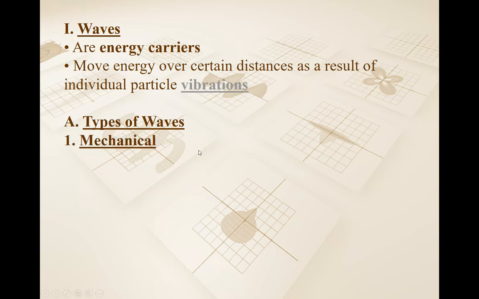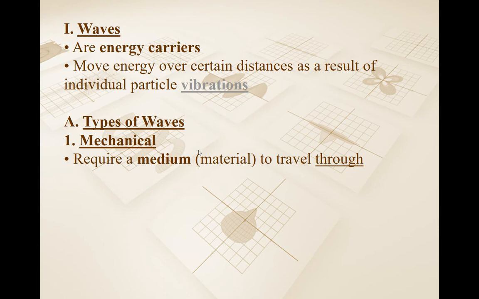We're going to take waves and break them into two categories. For Physics 20, we're interested in mechanical waves. Mechanical waves require a medium, which is a specific material, usually with a constant density, to travel through. Again, examples of a medium could be air, water, or the ground. An example of this is sound.